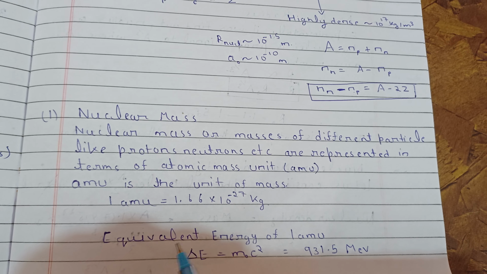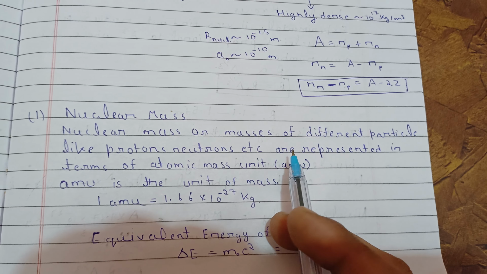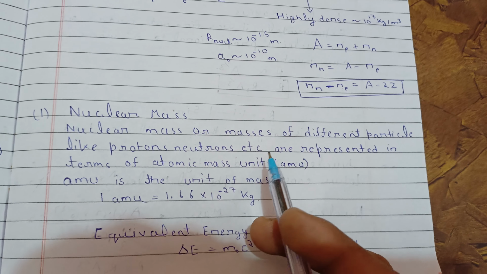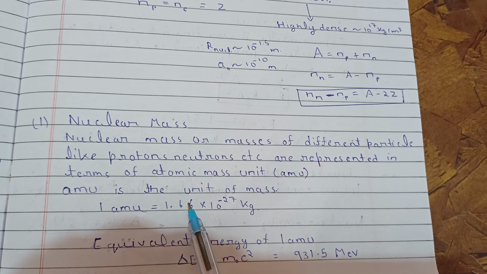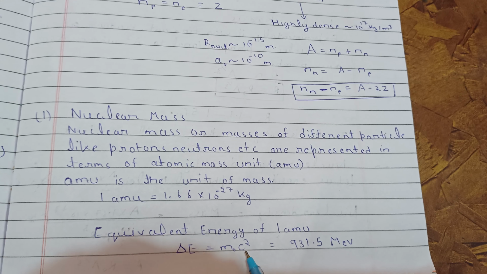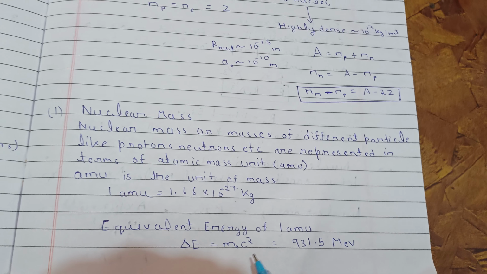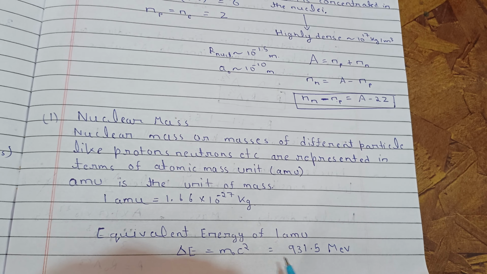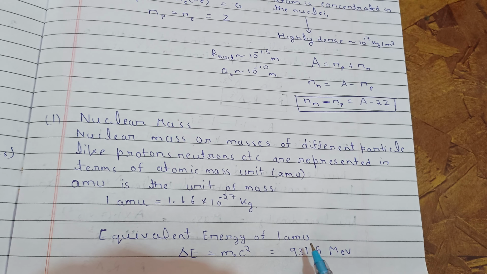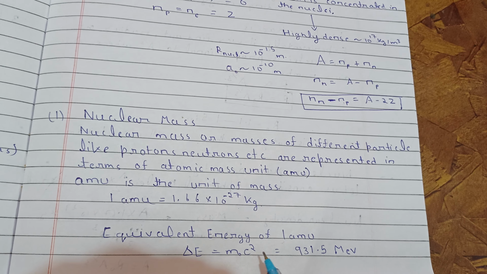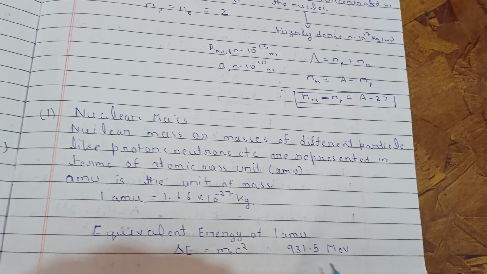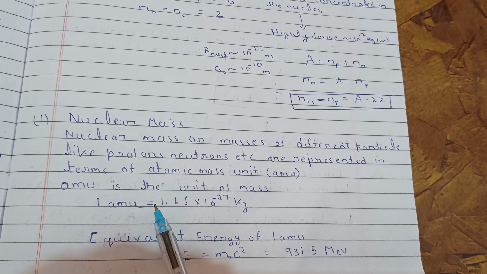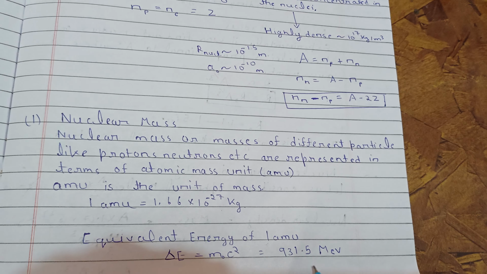And inside the nucleus, mass and energy are equivalent, meaning you can convert mass to energy and energy to mass. The equivalent energy of this 1 AMU is m0 c², the rest mass energy. So you substitute this mass and c², divide by 1.6 × 10^-19 to convert into electron volt, and divide also by 10^6 to make it mega. It will be 931.5 MeV. So 1 AMU corresponds to this; it does not mean it is equal to this.